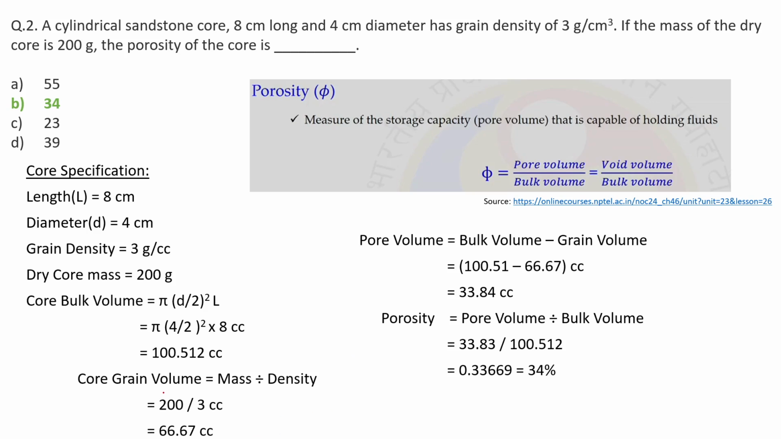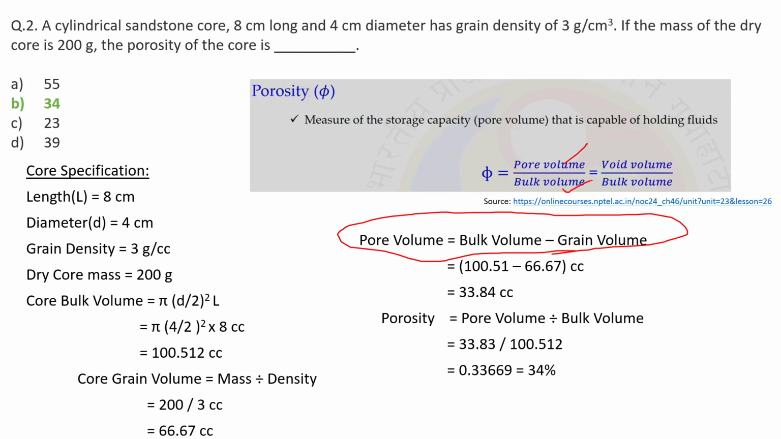From that we will get the core grain volume, and the pore volume will be the difference between the bulk volume and the grain volume. Grain volume means the volume of the single grains combined, and bulk is the overall volume. So when we subtract the volume occupied by the grains from the overall volume, we get how much pore space is left. Using that equation, we will find the pore volume. And now to find porosity, we need the pore volume and the bulk volume.